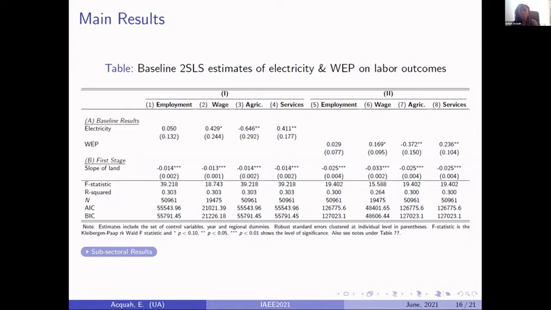When we go to using the web index, I think in terms of the signs, they are the same, except in terms of magnitude, they are smaller here. Okay.